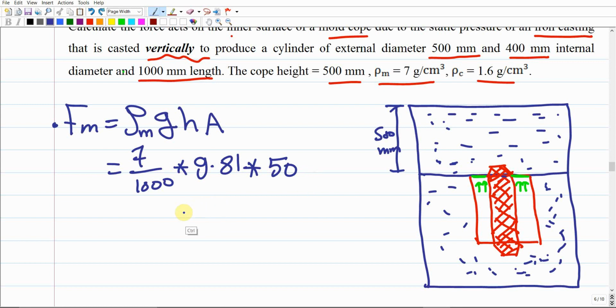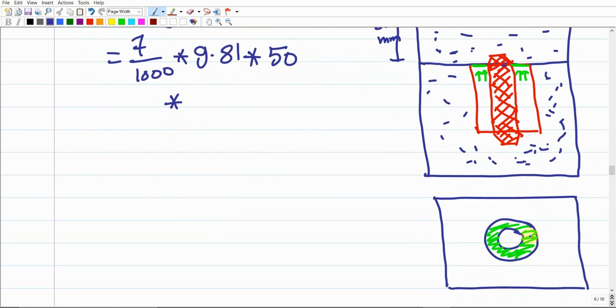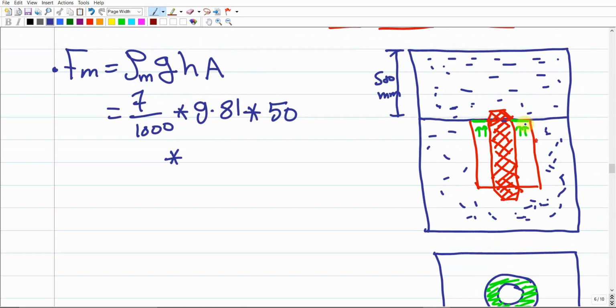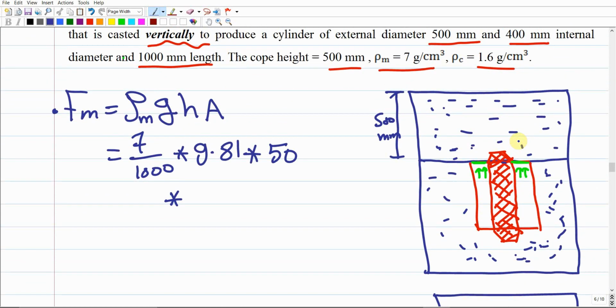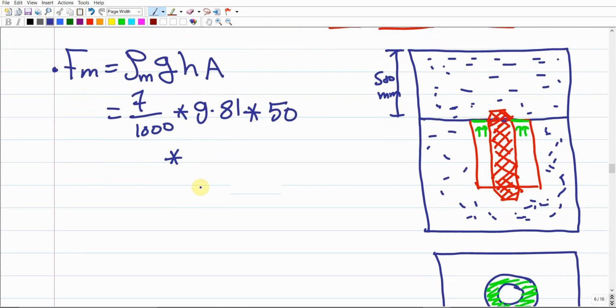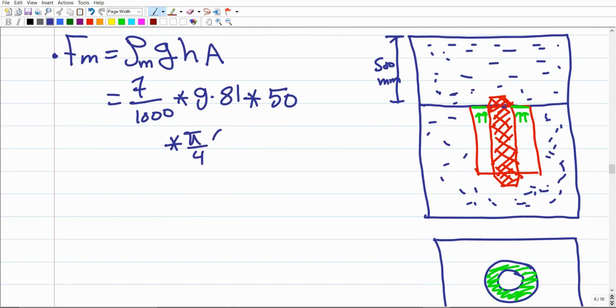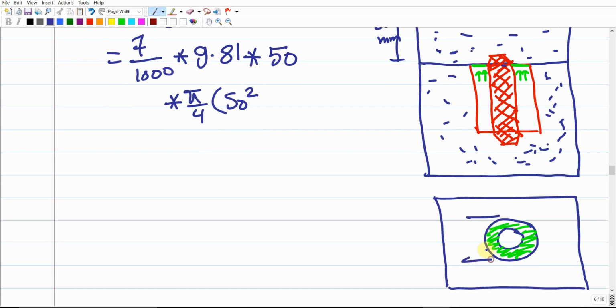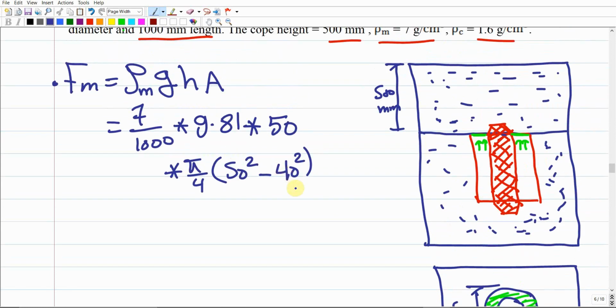Simply, the projected area will be the area of these two circles, the external area minus the internal area, because this is the area that the metal will be touching and pushing on the cube. So it will be pi over 4 times the external diameter, which is 50 squared, because after conversion the external diameter 500 becomes 50, and the internal diameter 400 becomes 40 squared. This is the projected area, the area A.